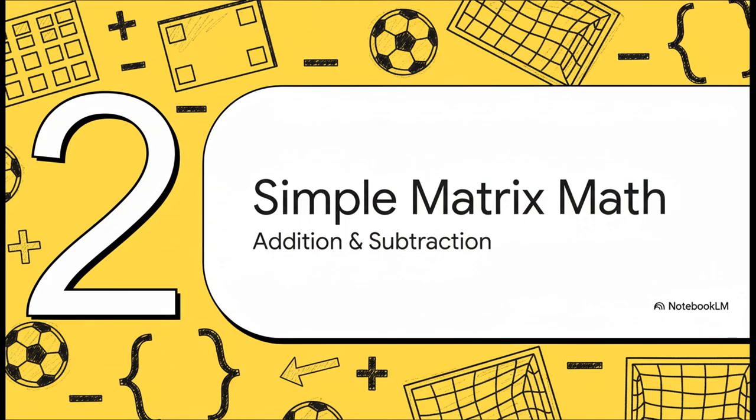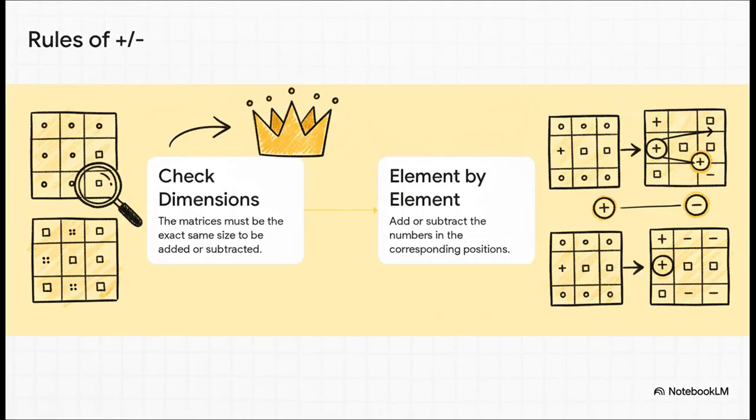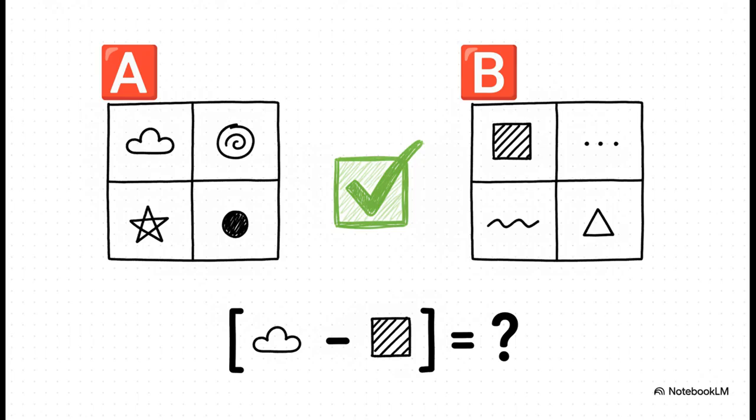Before we go and solve our big soccer problem, let's start with the basics. The easiest things you can do with matrices are adding and subtracting. And the good news is, it works pretty much exactly how you think it would, which makes it a great way to get comfortable. Now, there is one golden rule here you absolutely have to remember. To add or subtract 2 matrices, they have to be the exact same size. So a 2 by 2 can only be added to another 2 by 2. That's it. If they match, you just add or subtract the numbers that are in the same spot. Top left with top left, bottom right with bottom right. You get the idea. Let's see this in action.